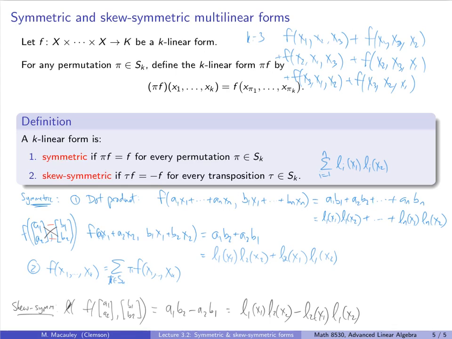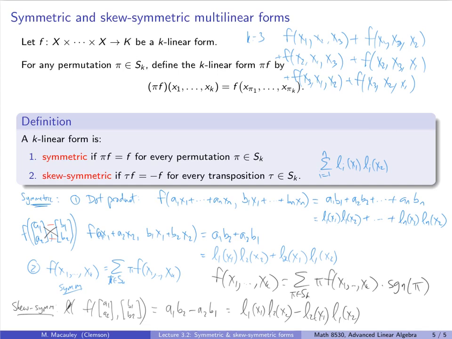I'm trying to think what else. So this is going to be symmetric. We can modify this to be skew symmetric if we take f of x1 all the way up to xk, and now we add up for all permutations pi of f of x1 all the way up to xk, but we multiply by the sign of pi. So if we have an even permutation, it's a 1. If we have an odd permutation, it's a -1. I'm not going to verify that this is skew symmetric. I will let you check that if you want. But this is a way that we can generate skew symmetric forms.